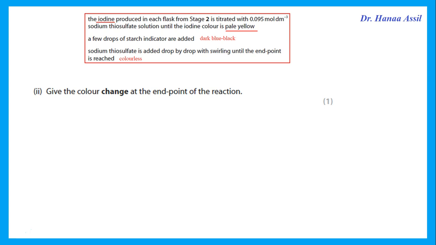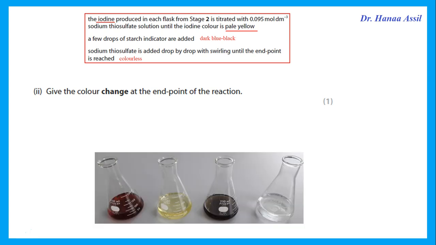Again, we said iodine is produced in the flask. So that is the first flask on the left. Iodine in solution is reddish brown. And then when we start adding sodium thiosulfate, the iodine reacts with the sodium thiosulfate until only a very small amount remains. So the solution becomes pale yellow. Now, when the solution becomes pale yellow, I add a starch indicator.